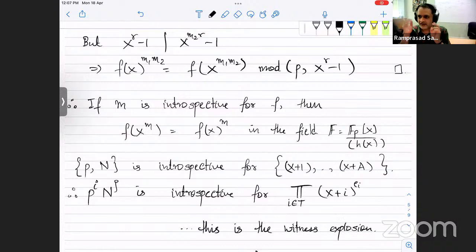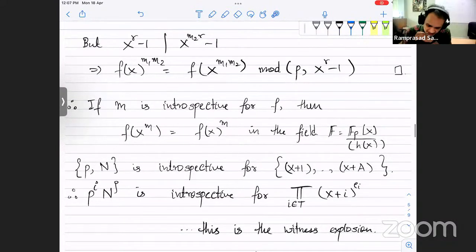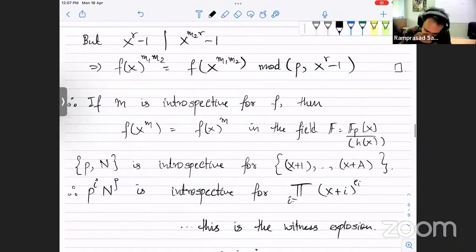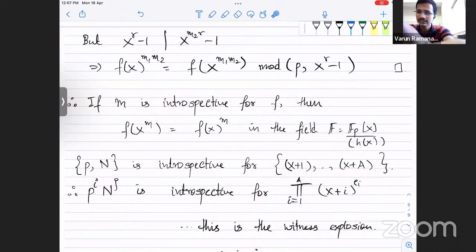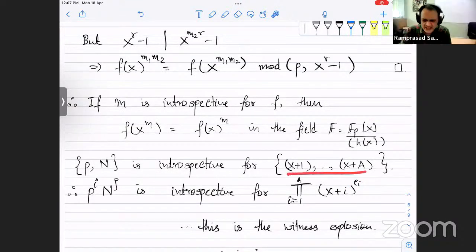Sorry, just one thing. What was the capital T here? I'm just saying it could be some product of the form, let's say i going from 1 through capital A, where the e_i are your chosen integers. Just some product, any sort of product involving these polynomials. Somehow you have that every such integer of the form p power i n power j happens to be introspective for all of these sets of polynomials.